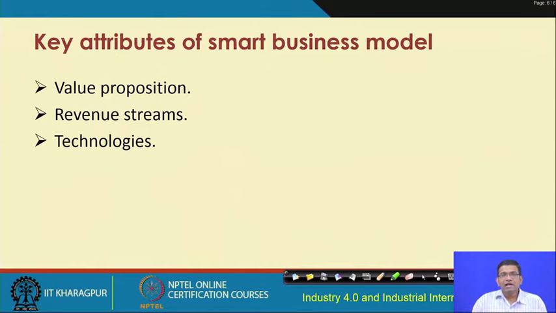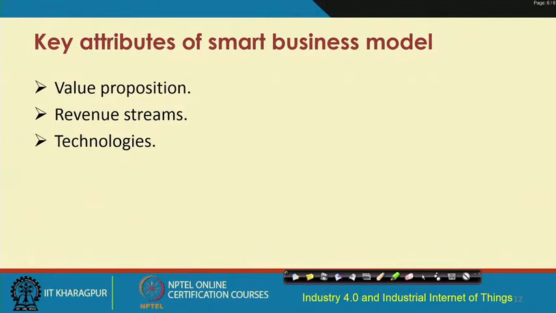So, these are some of the key attributes of the smart business model. Value proposition, which I have talked about a lot earlier. So, what value it is going to have to the customers in terms of the product and the services it is offering to the customer, value proposition. This is the first key attribute when you are trying to come up with a smart business model. Revenue stream means what are the different sources of the revenues that are coming in, what are the different sources from which the revenue can come for helping in the manufacturing process or undertaking a particular project.